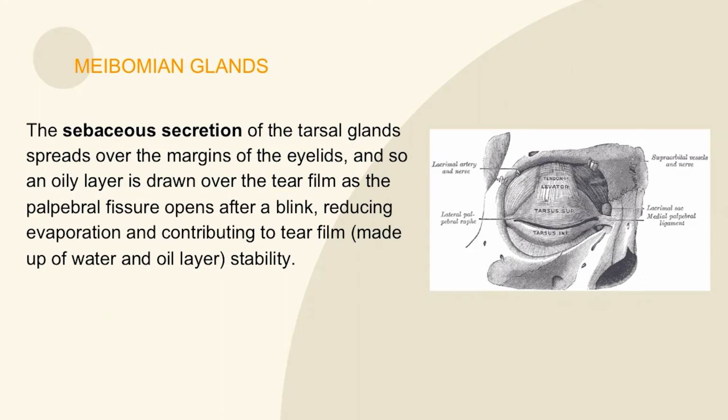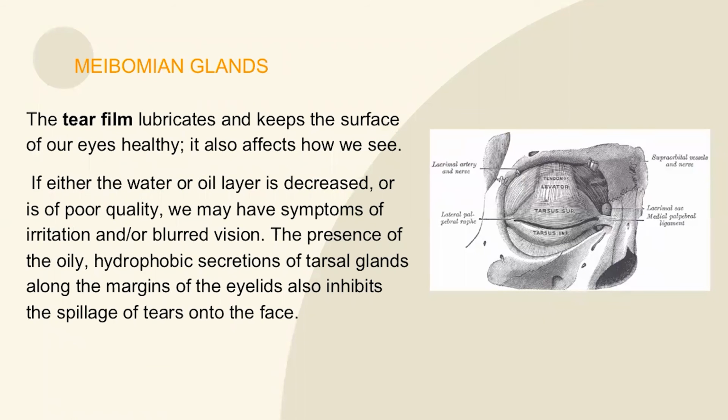The tear film is made up of water and an oily layer. The tear film lubricates and keeps the surface of our eyes healthy. It also affects how we see. If either the water or oily layer is decreased or is of poor quality, we may have symptoms of irritation and/or blurred vision. The presence of the oily hydrophobic secretions of tarsal glands along the margins of the eyelids also inhibits the spillage of tears onto the face.